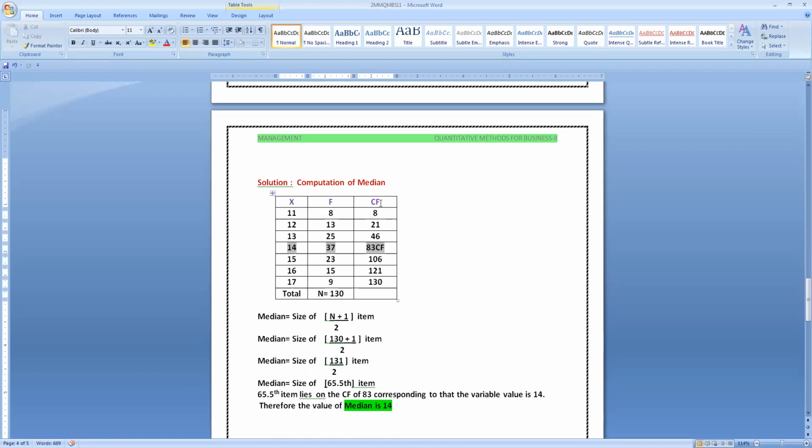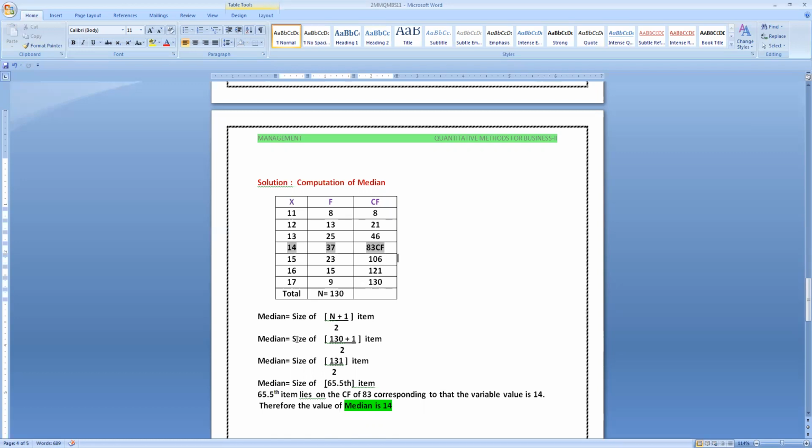Let us calculate CF. The first number will be as it is, 8. 8 plus the next frequency value, 13, becomes 21. 21 plus 25 becomes 46. 46 plus 37 becomes 83. 83 plus 23 becomes 106. 106 plus 15 becomes 121. 121 plus 9 will be 130.